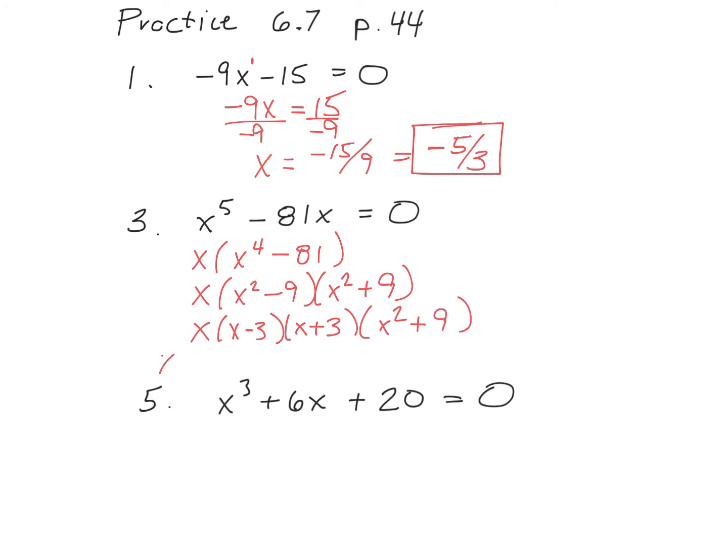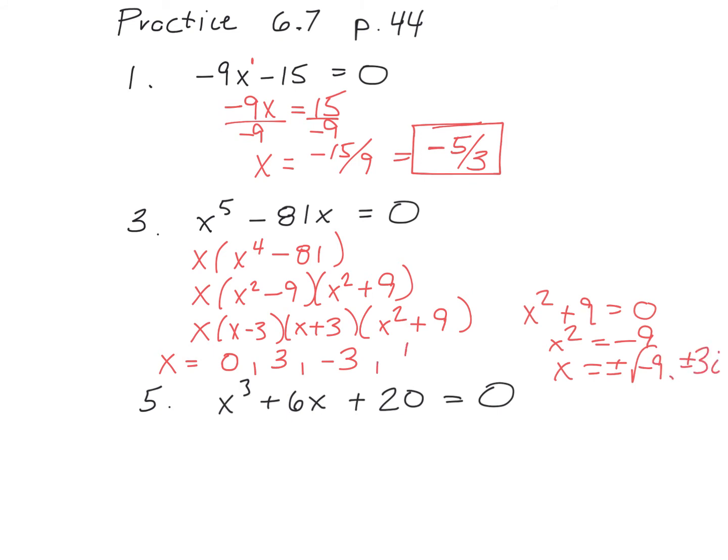So once again, my solutions would be 0 because of the x, positive 3, negative 3, and whatever makes x squared plus 9 equal 0, which again, if I solve this, I would subtract the 9. I get a positive and negative square root of a negative 9, which is a positive and negative 3i. And those would be my 5 zeros because it was 5th degree. You can see I did have 2 imaginaries in this case.